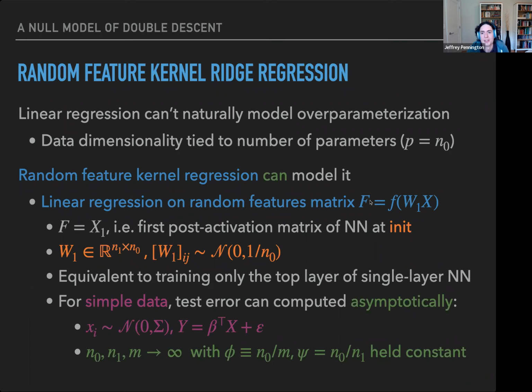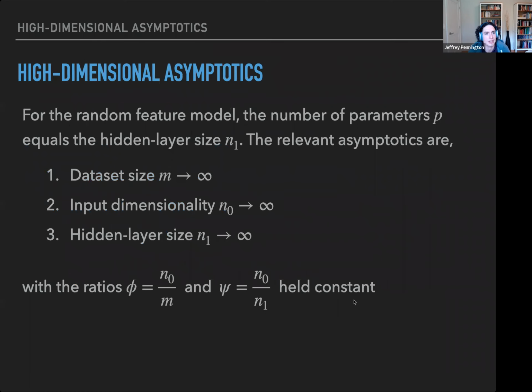And then finally, this model is nice because you can solve it, in the sense that you can analytically compute the test error, at least for certain data distributions, in the high dimensional asymptotics I alluded to. So I'd like to talk a little bit more about this model and how we solve it. First, I'll come back to the high dimensional asymptotics briefly.